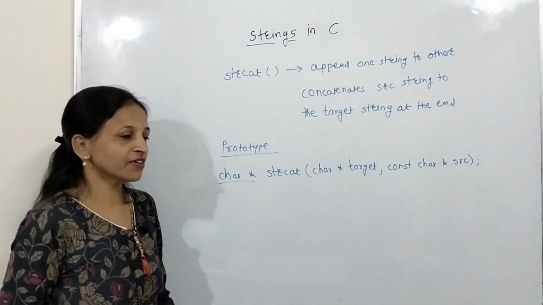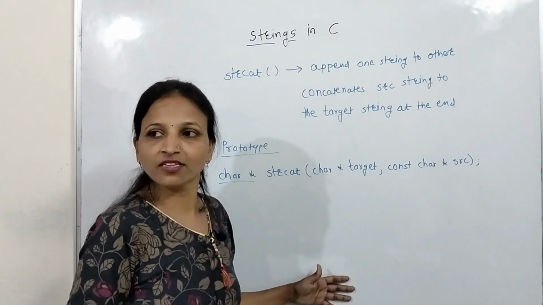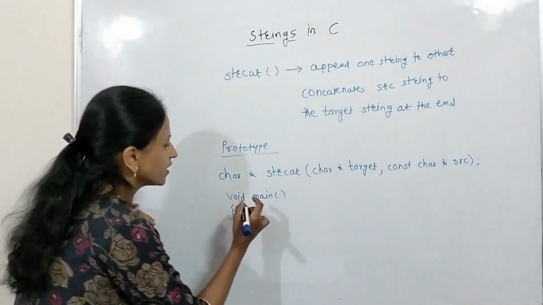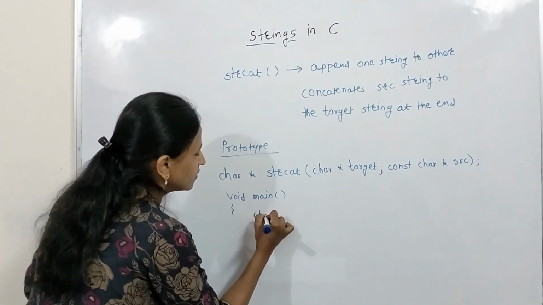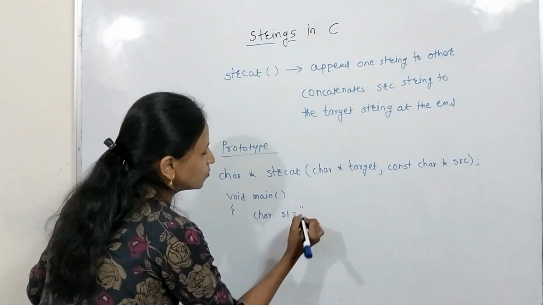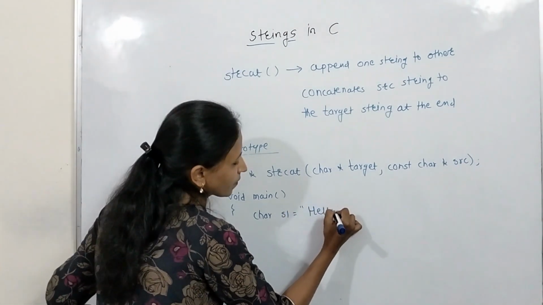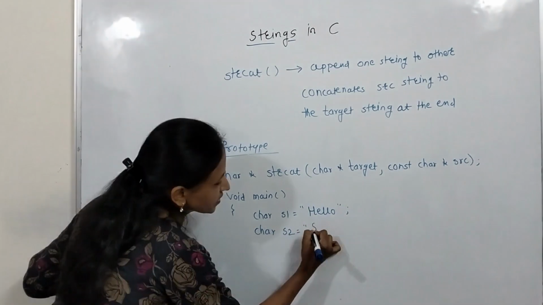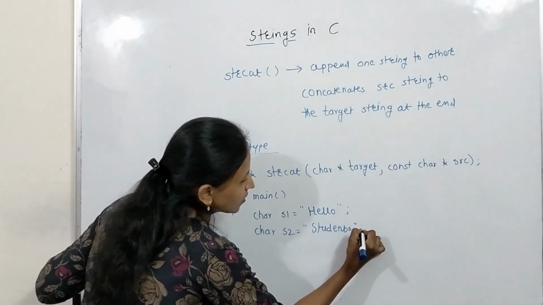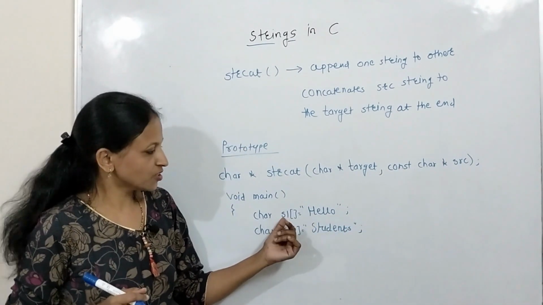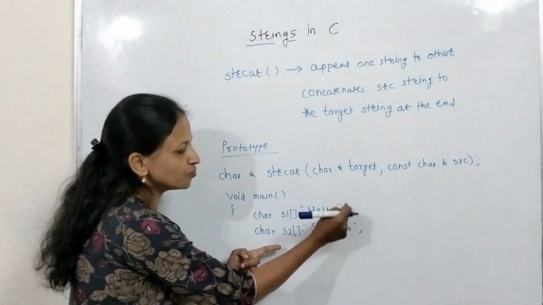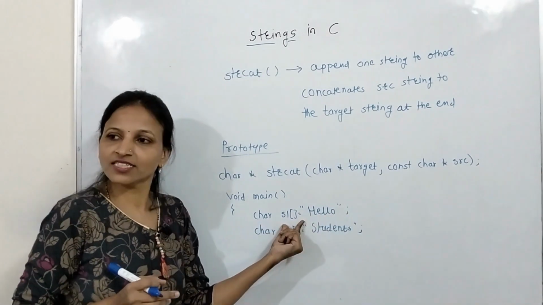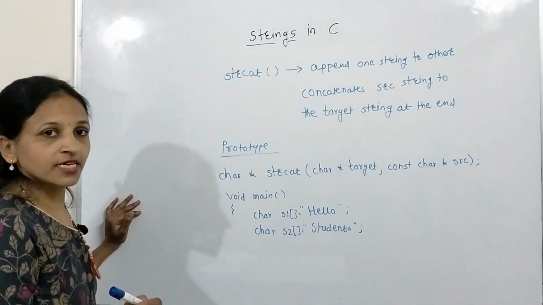Now how to use this function, I am going to explain with an example. See, we will declare here two strings, two character arrays. Let char s1 is equal to hello, and s2 is students. Hello is already there in this s1. I want to attach this s2 to s1. Then we will get hello students in this s1. I am using that strcat function.